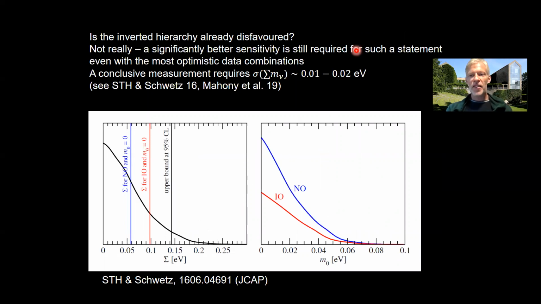One could also, of course, ask the question, can we tell the difference at the moment between the normal and the inverted hierarchy using cosmology alone? And really the answer is no, because the sum of neutrino masses is constrained at 95% confidence to be less than about 0.1 to 0.12 electron volts. But that's still compatible with both the normal and the inverted hierarchy. At the moment, the precision is not sufficient for us to tell the difference between these two hierarchies, unfortunately. That might change in the future, of course, but at the moment, we really can't tell the difference.